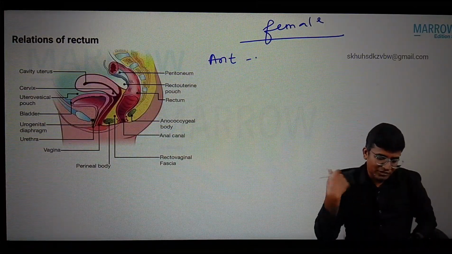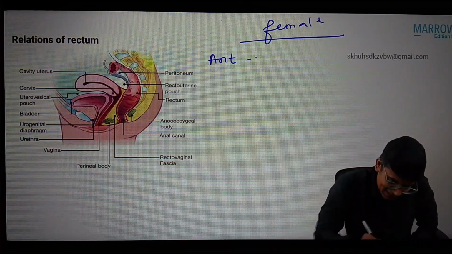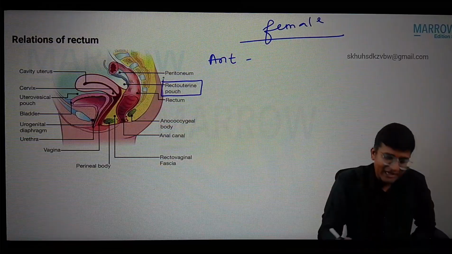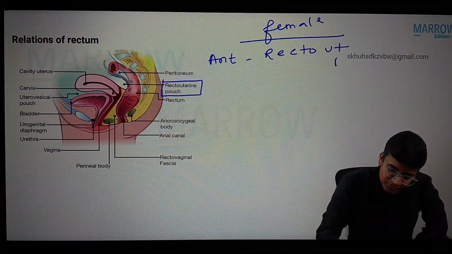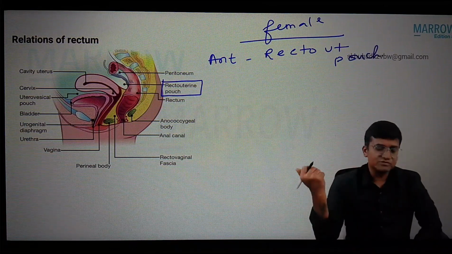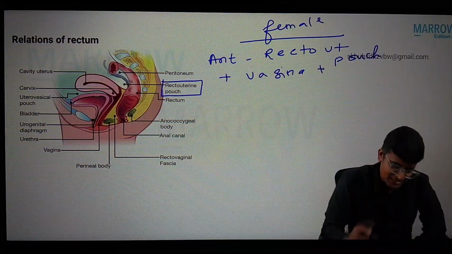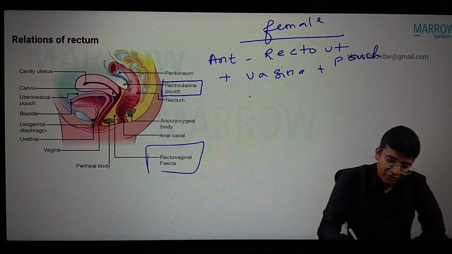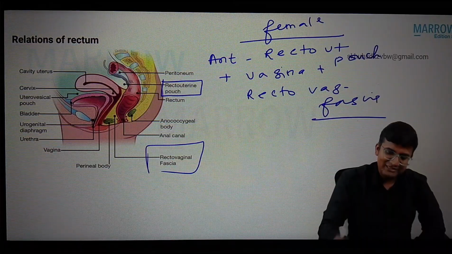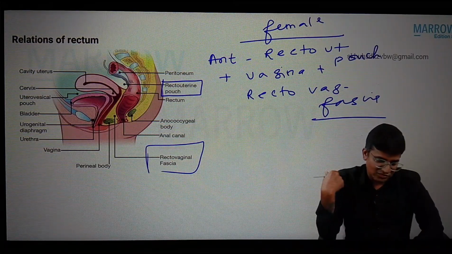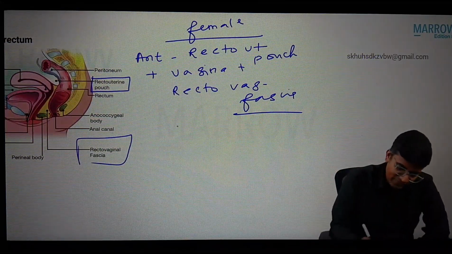Anteriorly, the peritoneum, after covering the upper two third of the rectum, reflects to the uterus and forms one pouch here, that is our rectouterine pouch. So anteriorly we have the rectouterine pouch. Plus we are seeing the vagina. Plus we are seeing one ill-defined fascia, that is the rectovaginal fascia. Okay. These are the relations of the rectum in female. Now posteriorly, again it is the same in both male and female.